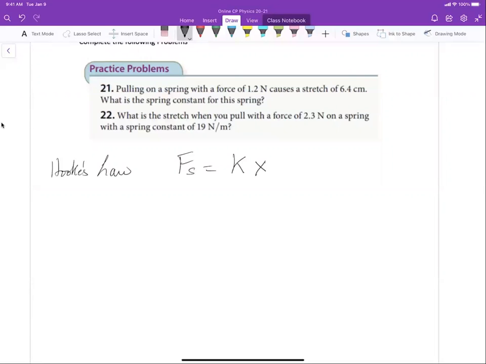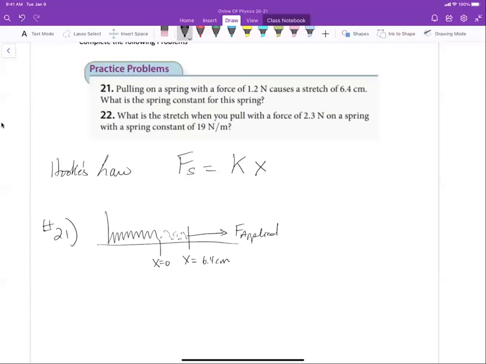So number 21, we have pulling on a spring with a force of 1.2 newtons causes a stretch of 6.4 centimeters. So let's picture it. I have the spring. It's sitting there at rest. So its equilibrium is, let's say, right there. And then I'm going to stretch it to some new value of x equals 6.4 centimeters. Well, who stretched it? I did with my force applied.